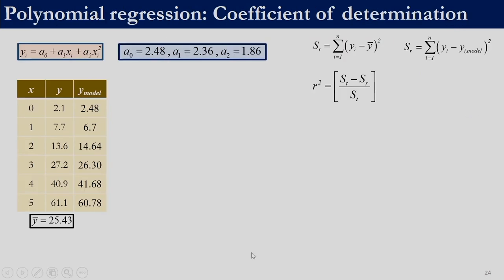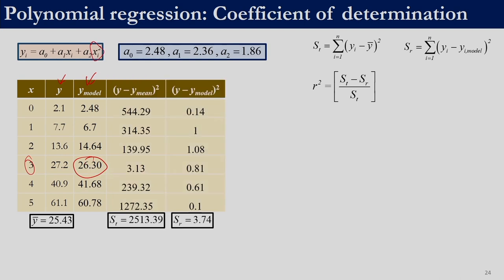So the coefficient of determination is the same concept. We have this observed value, and we know the model value. We can calculate the model value because we know the coefficients. So, for example, this 26.30 is going to be 2.48 plus 2.36 into 3 plus 1.86 into 3 square because of this model. So that will be 26.30. That's how we calculate y model.